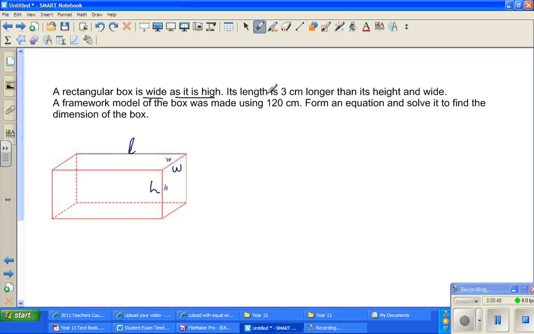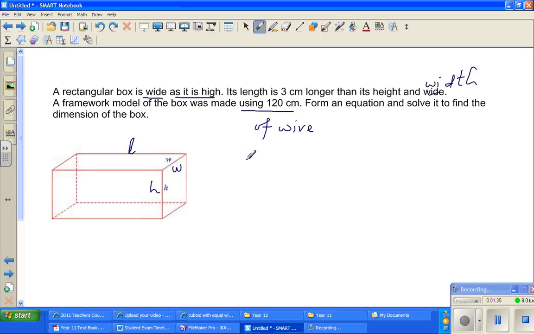Its length is 3 centimeters longer than its height and width. I should have written height and width. The framework model of the box was made by using 120 centimeters of wire. So 120 centimeters of wire was used to make a framework. Imagine this box is made of wire and you needed 120 centimeters of wire. Form an equation and solve it to find the dimensions of the box.